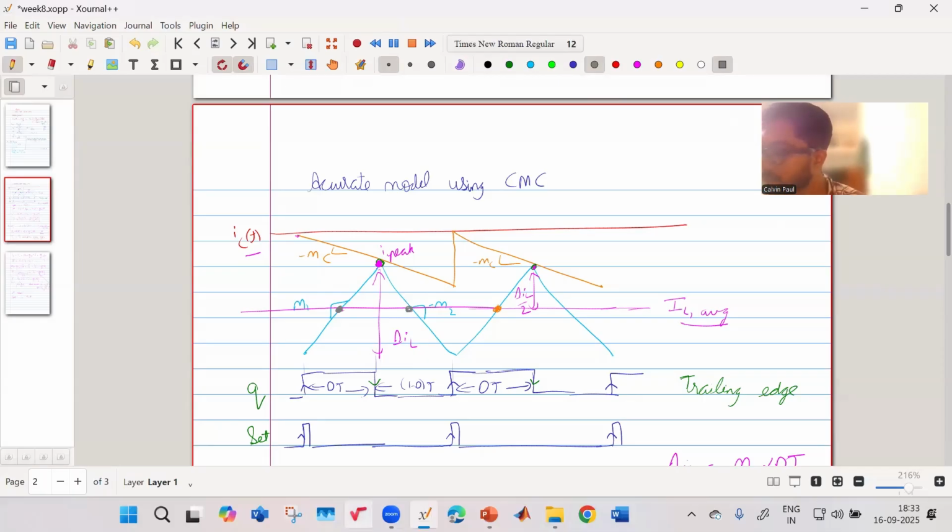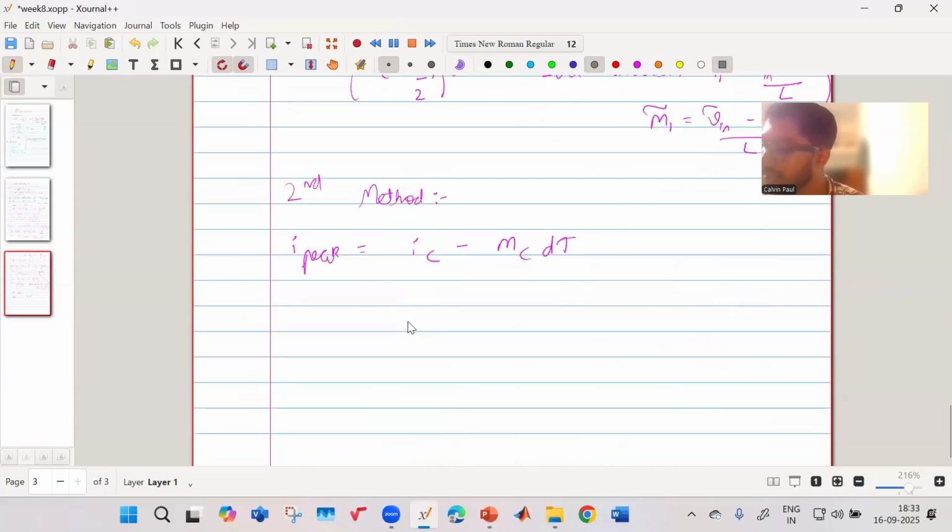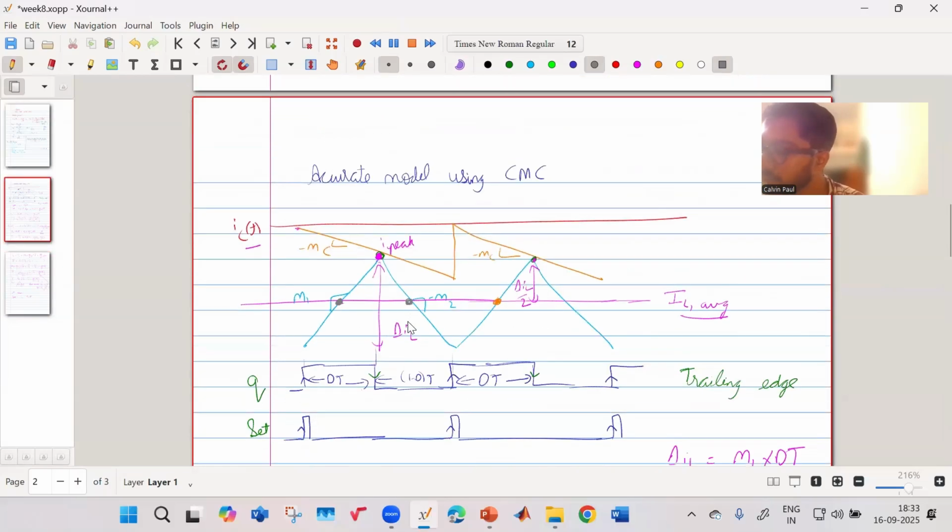So how do we get that? How will we get it? Okay. So this point over here, which is there during the on time, is equal to your I peak minus half of your current ripple. That is correct. And this point also is equal to your I peak minus half of your current ripple, because both of them in the average sense are at the same value.